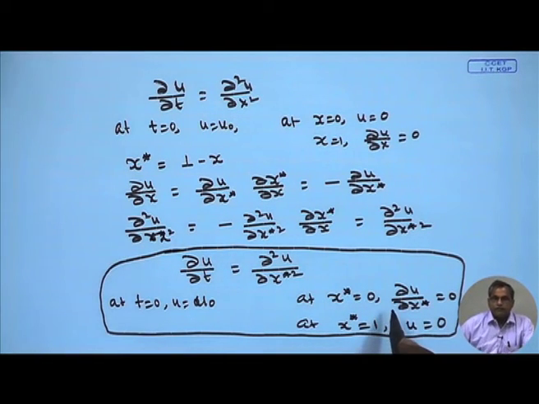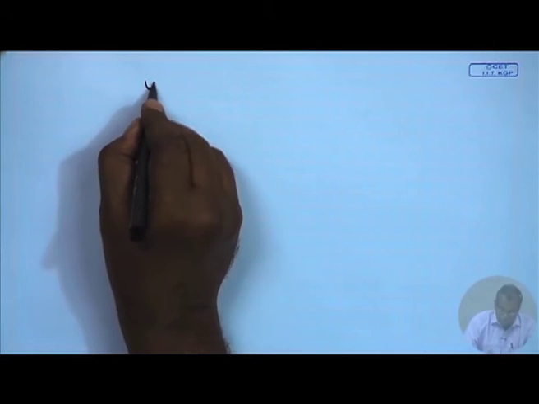Only thing is now the variable has been changed from x to x star, where x star is defined as 1 minus x. So, if you remember, we have already seen the solution of this problem. The eigenvalues are 2n minus 1 pi by 2, and eigenfunctions are cosine functions in terms of x star. So, now let us try to do justice by completing the solution of this problem.